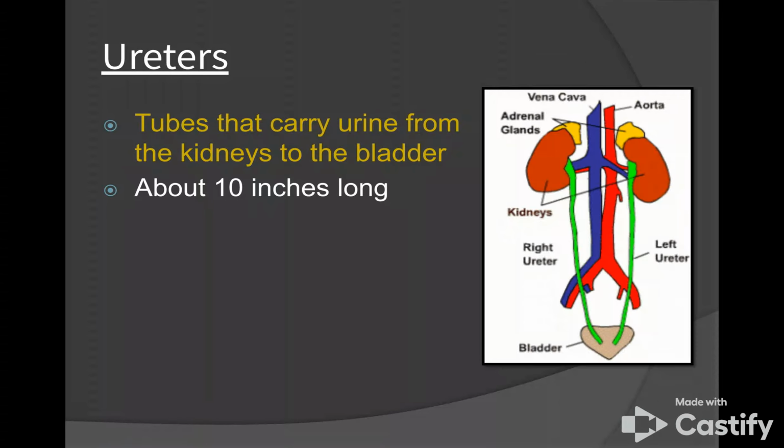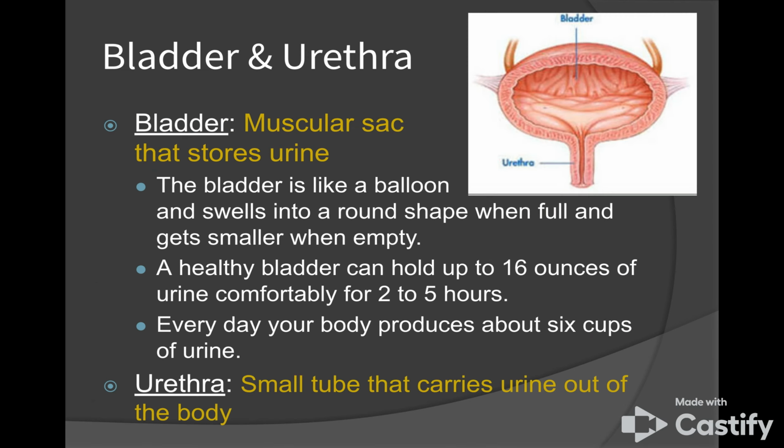The ureters carry the urine from the kidneys to the bladder. So your kidneys are up here, and your bladder's down here. These tubes that carry the urine down are called the ureters. They're about 10 inches long. Down underneath that are your bladder and your urethra.